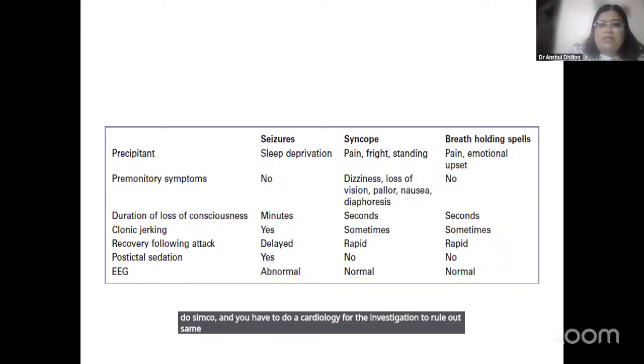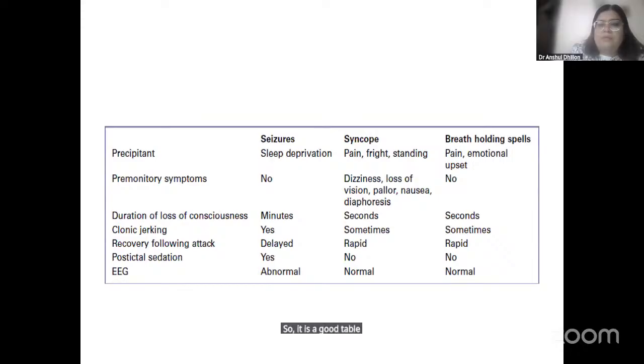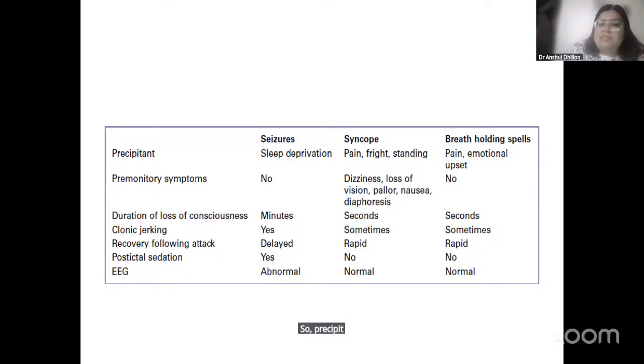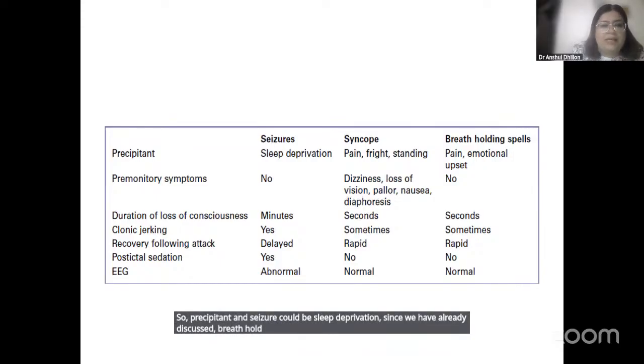So it is a good table. I think you might be asked in exams. So what is the differentiating feature between seizure, syncope, and breath holding spell? Precipitant in seizure could be sleep deprivation, as we have already discussed. In breath holding spell, there would always be a cry.